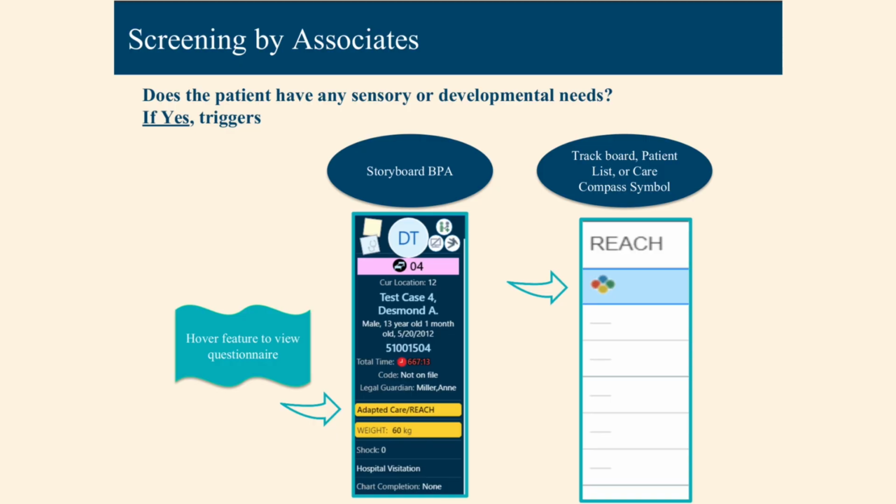As mentioned before, the symbol will populate on their trackboard, patient list, or care compass. Another way that this can be visualized is through a storyboard BPA. It also includes a hover feature where you can hover over the storyboard or the symbol, and it will show the responses to the family questionnaire, which we'll talk about soon.